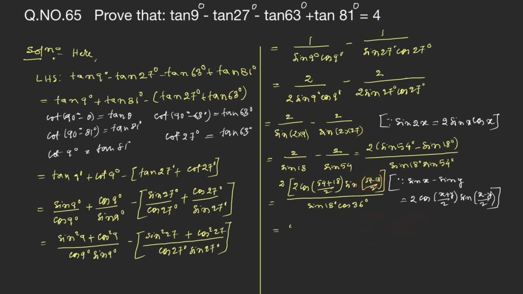Then this is equal to 2 cos 36 degree sin 18 degree divided by sin 18 degree cos 36 degree. Now we cancel sin 18 degree with sin 18 degree, cos 36 degree with cos 36 degree, which is equal to 2 into 2 equal to 4. Then this is equal to the right hand side. Proved.